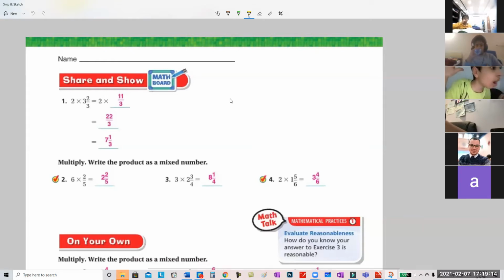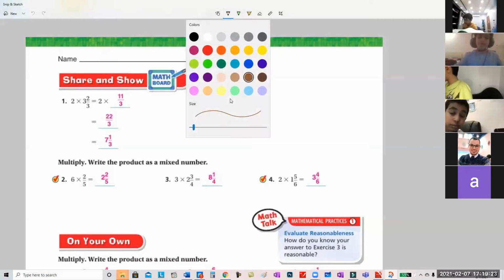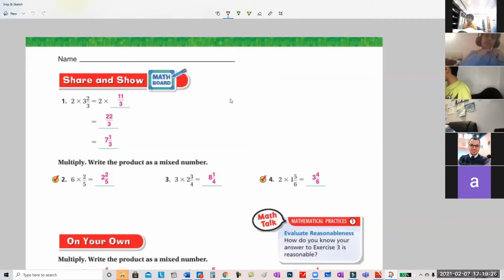Okay, let me explain the first one. Pay attention, please, and stay focused here. Okay, let me write it again. 2 multiplied by 3 and 2 over 3. Now, we have a whole number multiplied by a mixed number. So you need to convert this mixed number to become a normal fraction. So let's write it here.